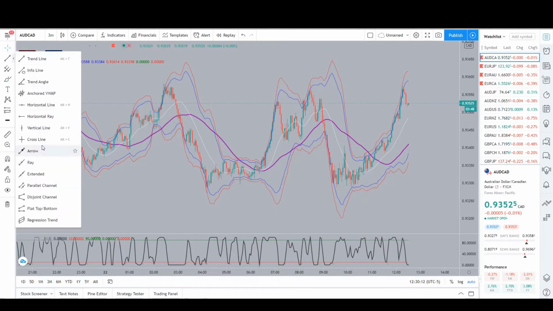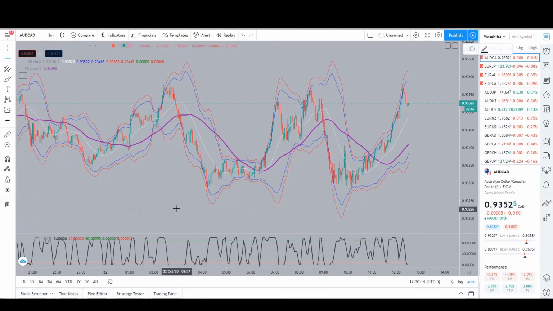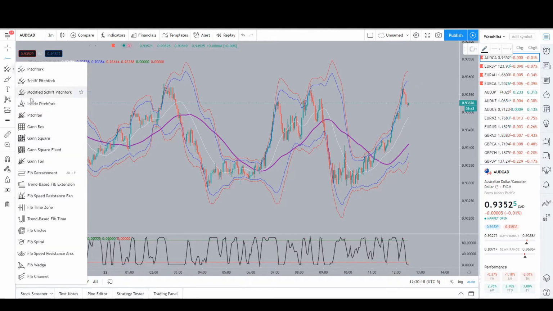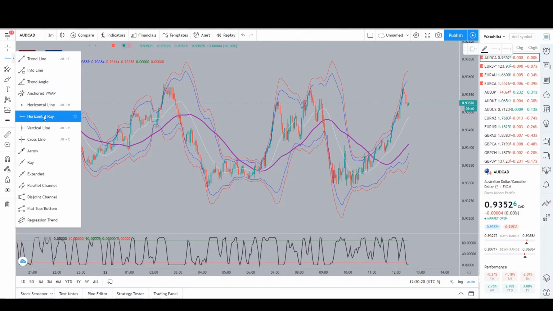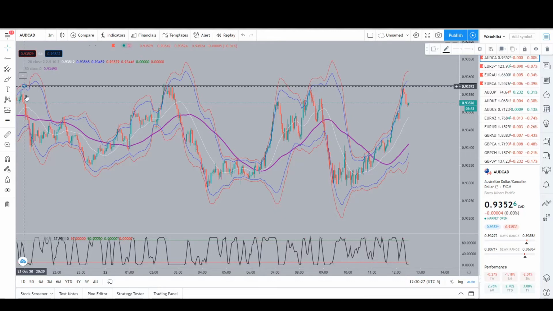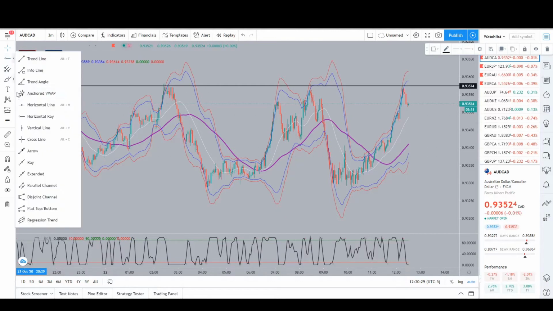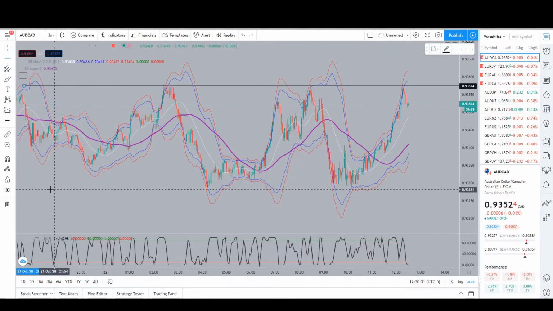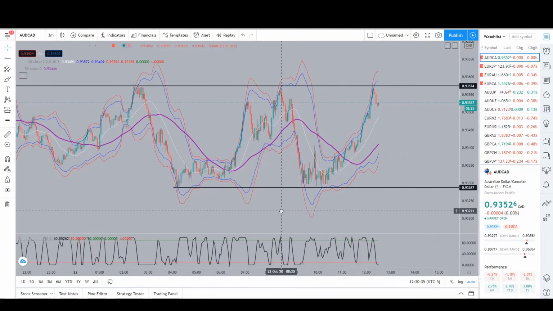Now, as soon as you see a consolidating market with good support and resistance lines, you're going to want to pull out your horizontal ray here and just mark those down. I'm going to put my first one right about here, and then my support line I'm going to put down here. Okay, so we have our support and resistance lines down.